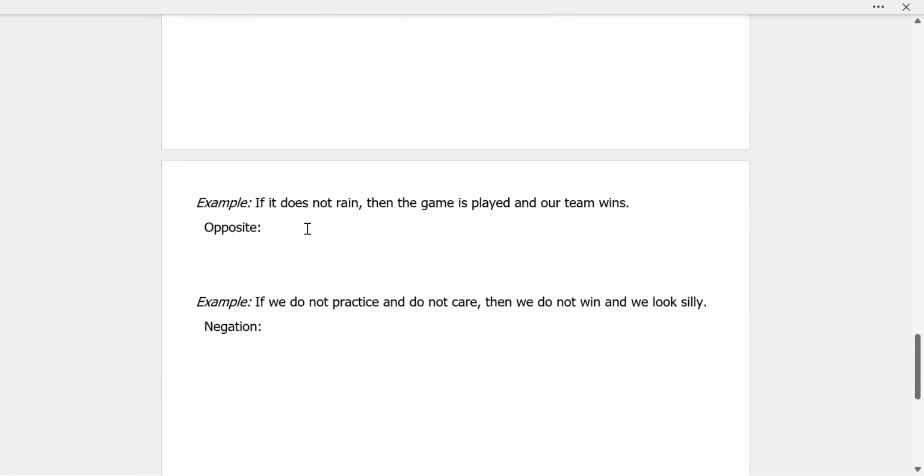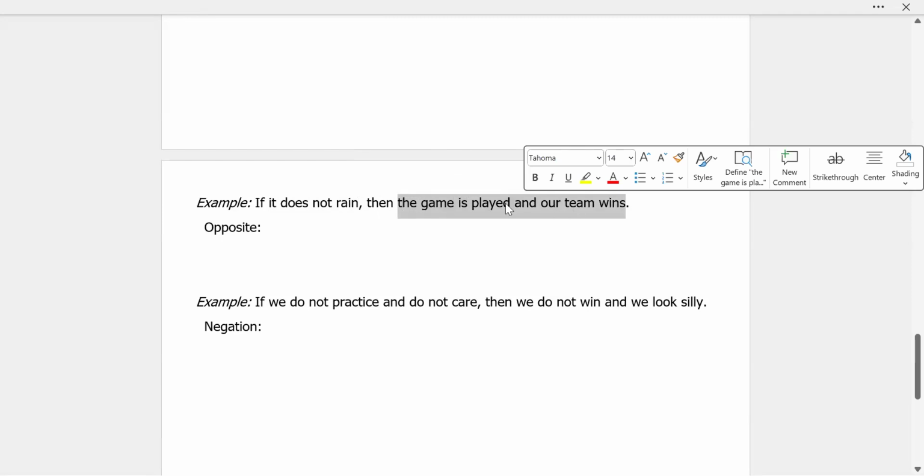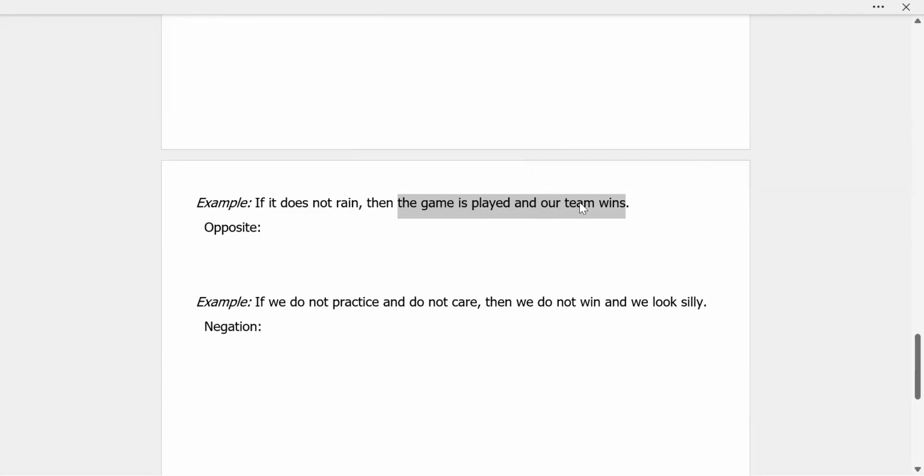All right, so let's try this one. It does not rain, so the hypothesis is just that single statement. But look at the conclusion. The conclusion is an and. It's the conclusion that gets the opposite. So when we do the opposite of this part, that and will have to change to an or. So it does not rain has to stay the same. That's the hypothesis. And or but, the game is not played or our team does not win.